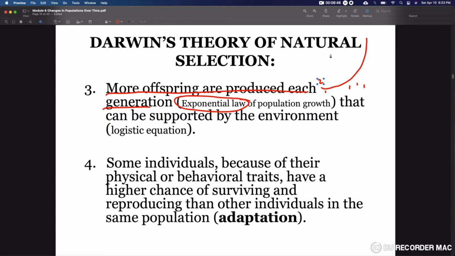Anyway, so although your population is exponentially expanding, your environment can only support a certain amount of people, a certain amount of population. We call that the logistic equation. Although your population is ever expanding like this, your environment can only support a certain cap of population. That's why there is that plateau.